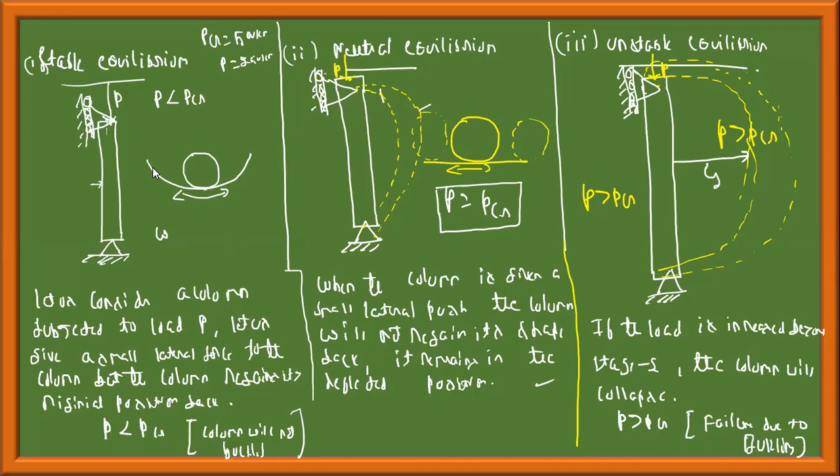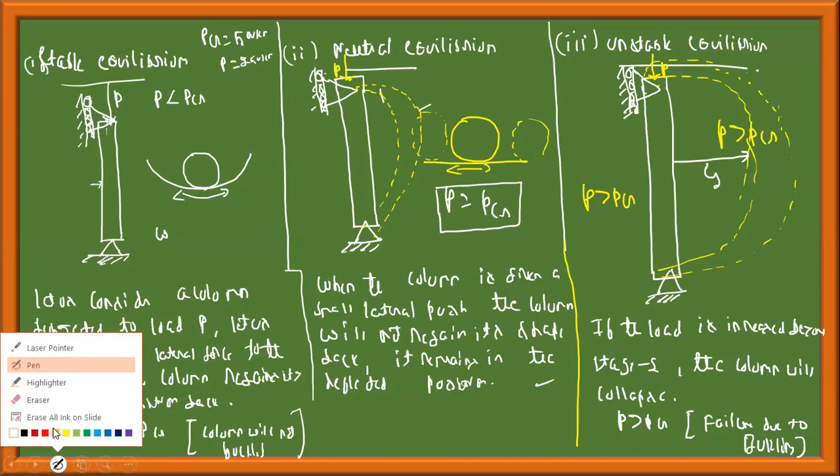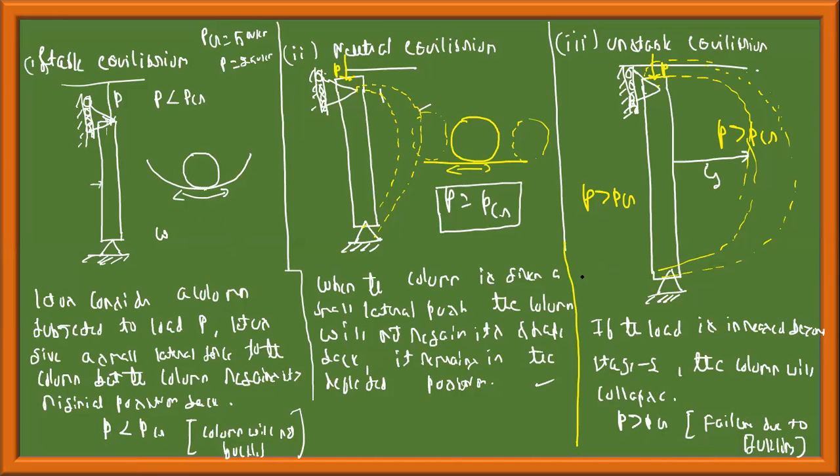So this you should remember. In stable equilibrium, even if you give a small displacement, it will come back to the original position. In neutral equilibrium, like wherever you roll a ball, it will take a new position. This condition is like this. In the third condition, a small displacement will make it fall. This is called unstable equilibrium. So these are three conditions.